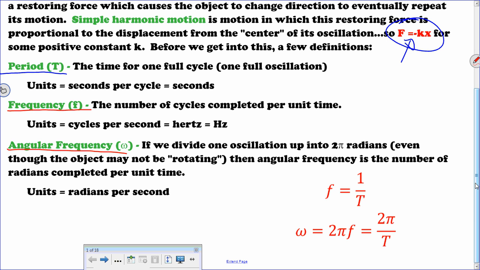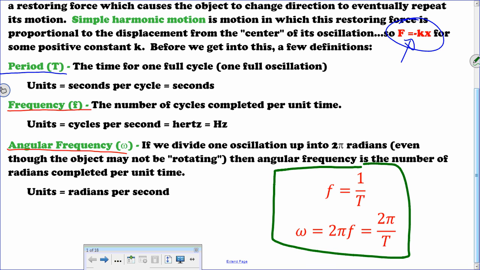So the angular frequency then is the number of radians completed per unit time. So our units are going to be radians per second. And then these two equations are not on your sheet. I apologize, I added these after the fact. So please make sure you understand the relationship between frequency and period.